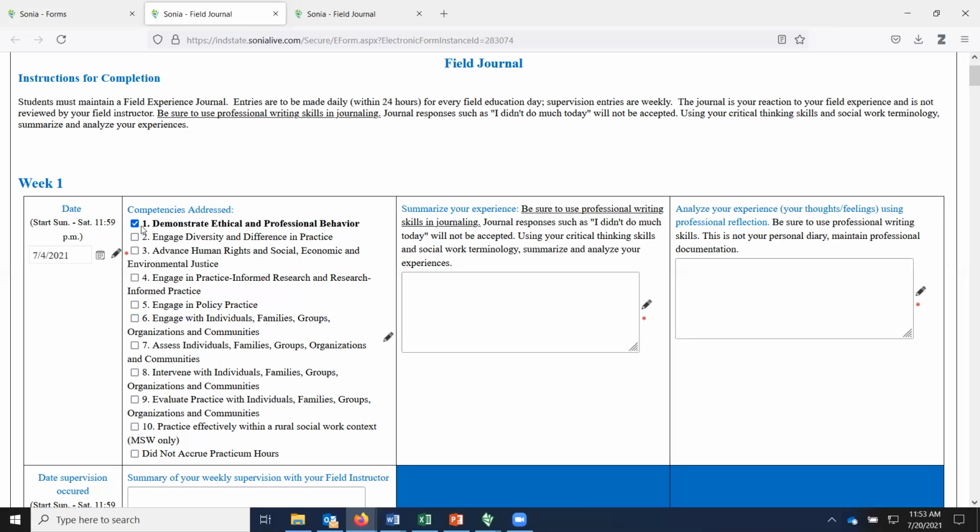If by chance you didn't address any competencies, you can click did not accrue practicum hours. Maybe you weren't there that week and so you didn't do anything. That would let us know that that's why nothing is checked. You'll also see here, number 10, practice effectively within a rural social work context. This is for MSW students only, so no BSW students should ever be clicking this 10th competency. For BSW students, we only have 9 competencies, so you'll be checking number 1 through 9.